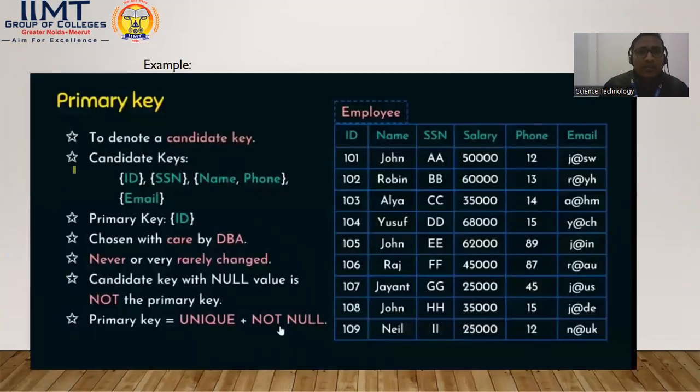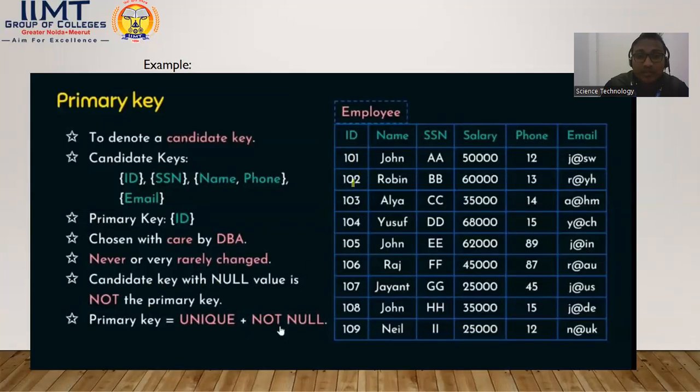This is the example of primary key. Primary key to denote the candidate. Let's understand in the further slide what is candidate key, but let's see here in the primary key. Here ID is a primary key: 101, 102, 103, 104, 105, and 107 to 109. These are all unique values. It means this is the primary key. Okay. Never or very rarely change. This is never or rarely change.